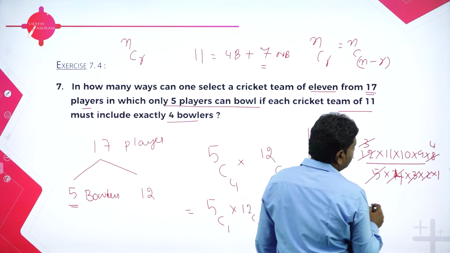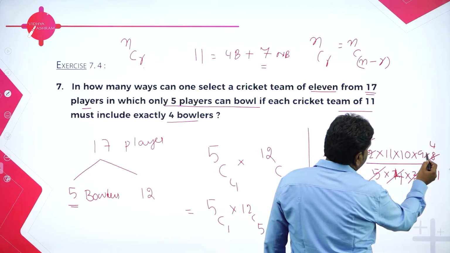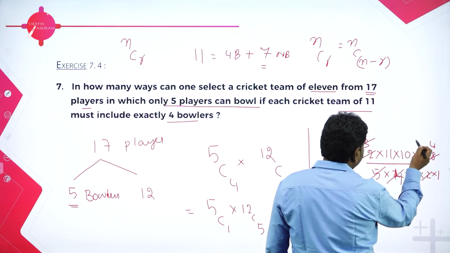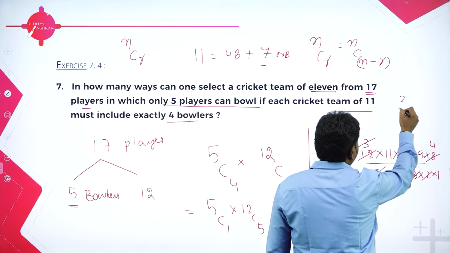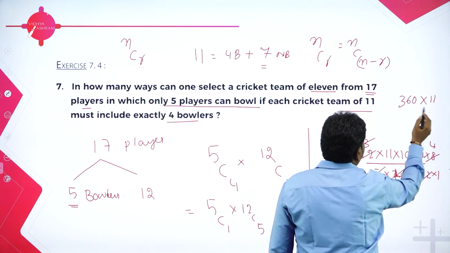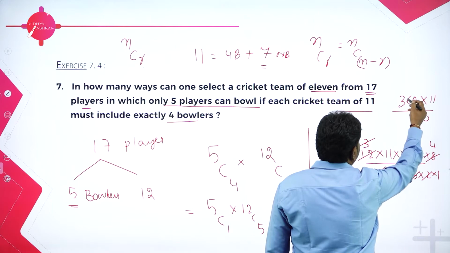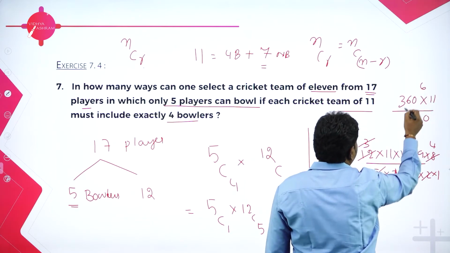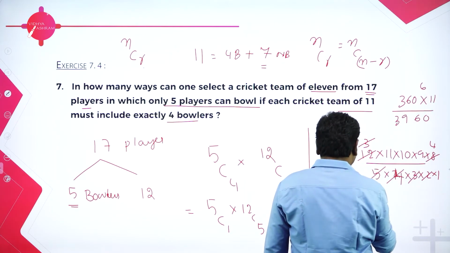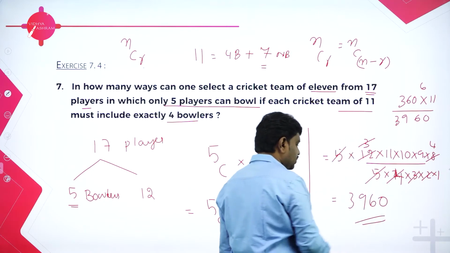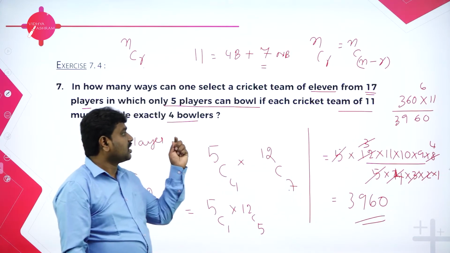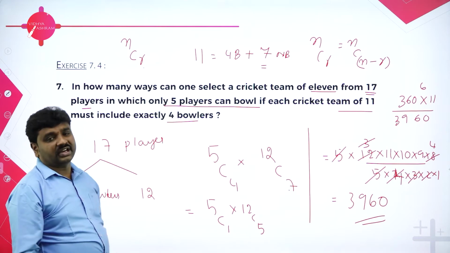So multiply the remaining terms. Remaining I have 9 fours are 36. 36 into 10, 360, into 11. So 11 6s are 66, 11 3s are 33, 33 plus 6, 39. So 3960. So 3960 different ways I can select.